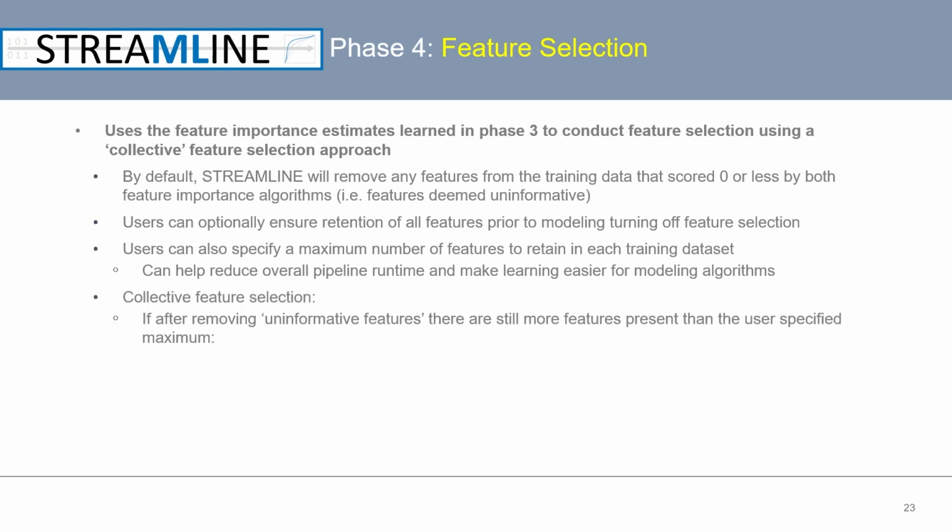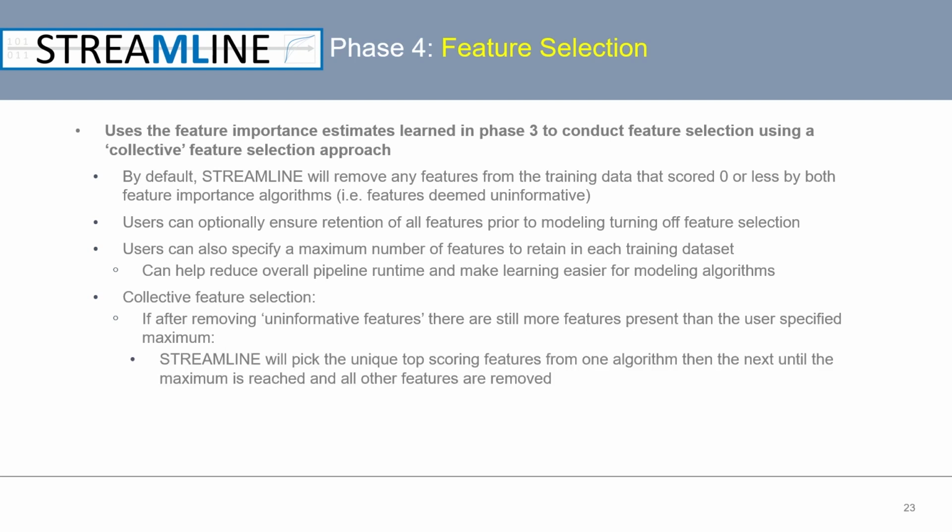To explain the collective feature selection process, if after removing uninformative features, there are still more features present than the user-specified maximum, STREAMLINE will pick the unique top-scoring features from one algorithm, then the other, until this maximum number of features is reached, at which point all other features will be removed from the training dataset. And any features identified for removal from the training set will consequently be removed from the testing dataset as well.